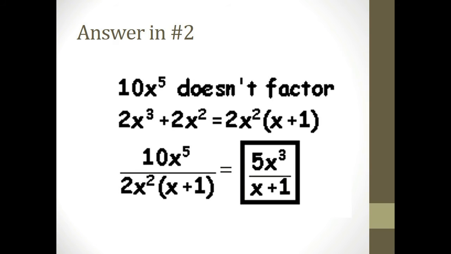For problem number 2, 10x to the fifth doesn't have a factor, while 2x cubed plus 2x squared is equal to 2x squared multiplied by quantity x plus 1 since you will have to factor out 2x squared. The new rational expression will be 10x to the fifth all over 2x squared multiplied by quantity x plus 1, which will result in 5x cubed all over x plus 1 because you have to cancel out 2x squared.